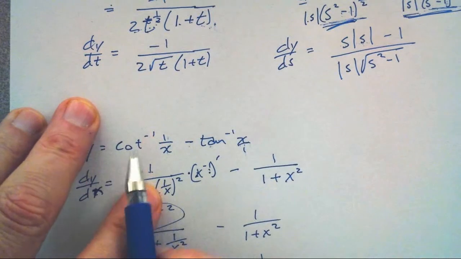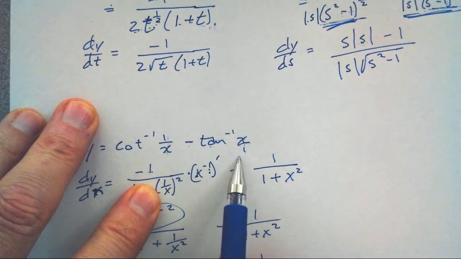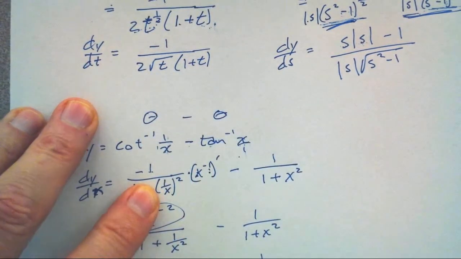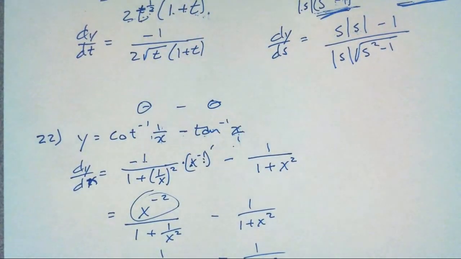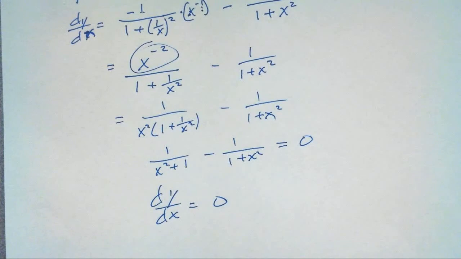But cotangent is adjacent on opposite. This is opposite on adjacent. These are the same angles. This is like theta minus theta. I wish we would have stopped and analyzed that one for a little bit. So not surprised that we end up with 0 on this.